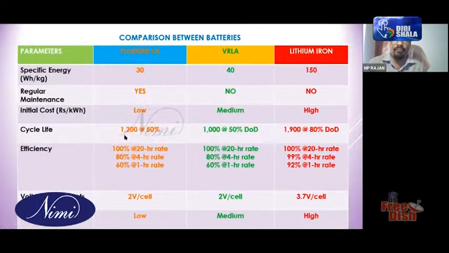Cycle life, you can see 1200 at 50% DOD. That means at 50% DOD you can get 1200 charging-discharging cycles, after which the battery's life is over. Whereas at 50% DOD this one is 100. Keeping its DOD at 50% ends its life quickly, and it ends even sooner beyond that. But here you can see the lithium ion battery has a very long life, even at 80% DOD. It is called a deep cycle battery.